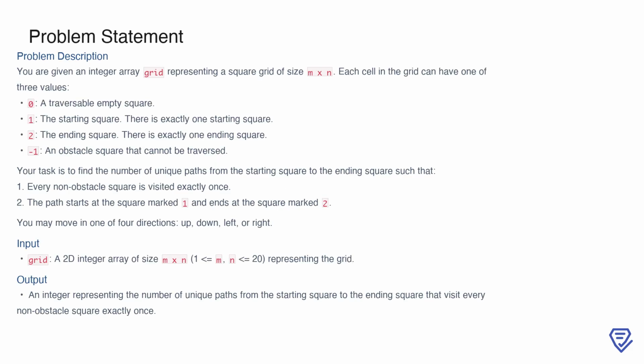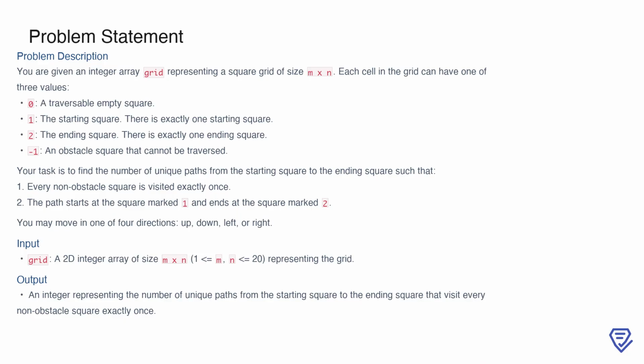Let's dive in. In this problem, we are working with a grid represented as a 2D array of integers. Each cell in this grid can have one of four values: 0, which indicates a traversable empty square, 1, which marks the starting square where our path must begin, 2, which represents the ending square where our path must terminate, and -1, which indicates an obstacle square that cannot be traversed.